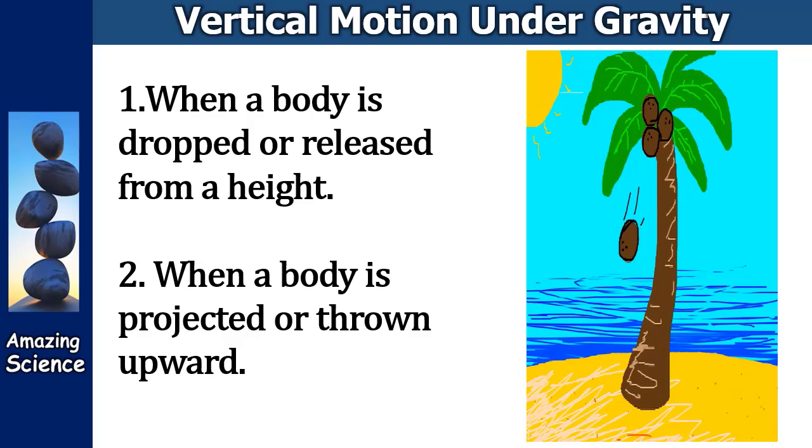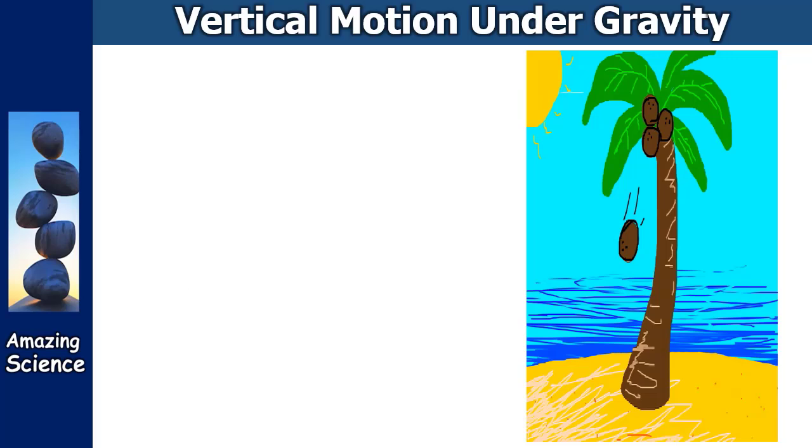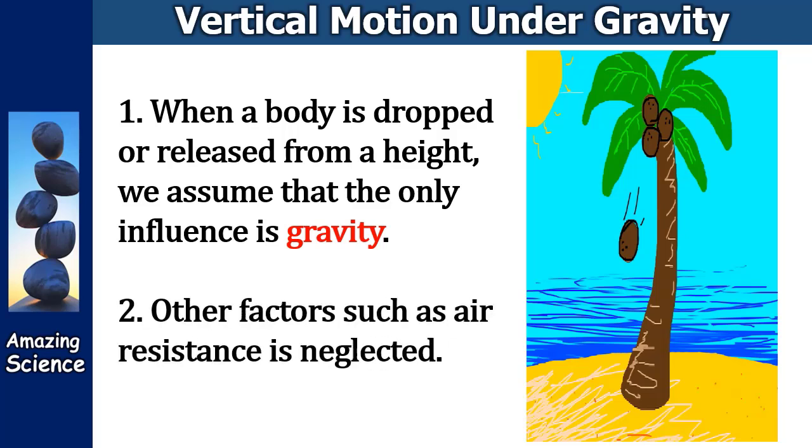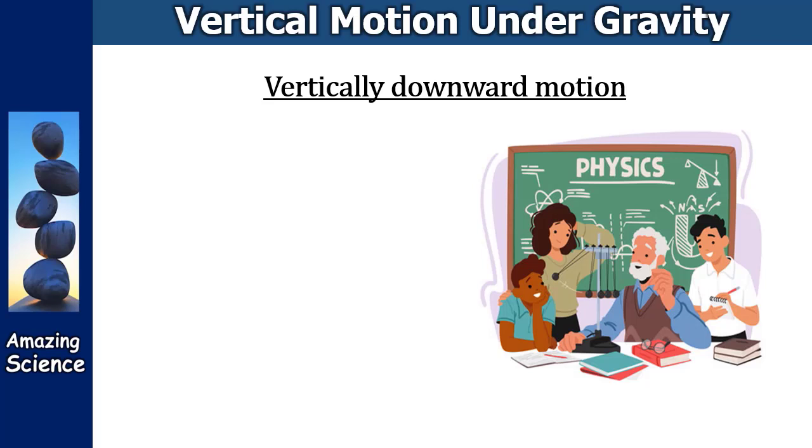When a body is dropped from a height, it moves towards the center of the earth by the influence of gravity. I want to add here that in this tutorial, we are considering only the ideal cases where the only influence on the motion of the body is gravity, which means that other factors such as air resistance are considered negligible.